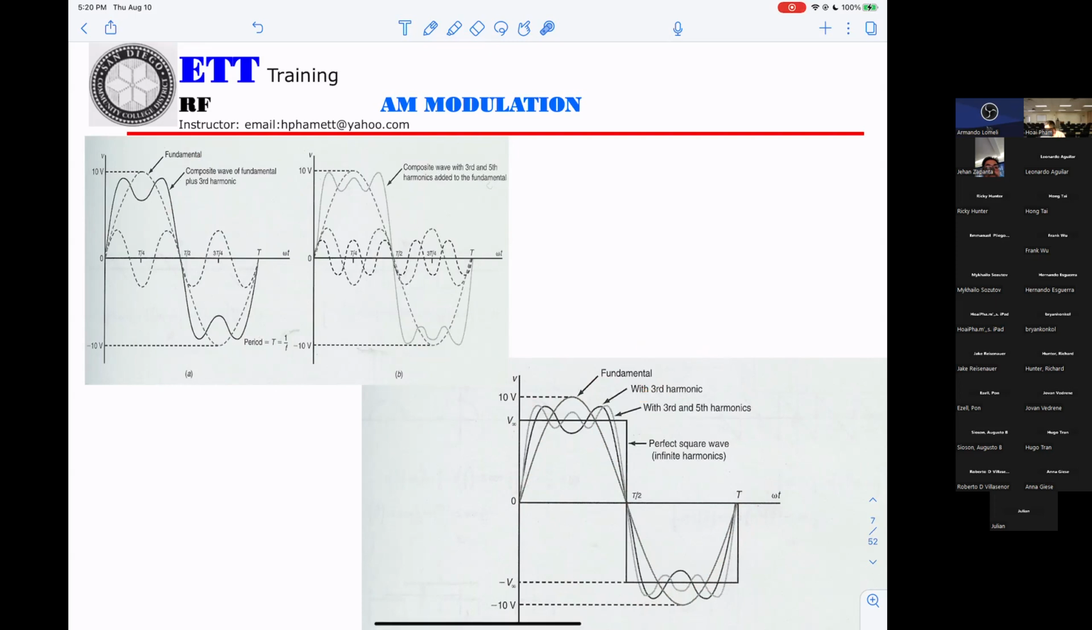If I'm telling you, if the fundamental of the sine wave is 1 kilohertz, so what is the third harmonic? How many hertz? You tell me how many hertz for the third harmonic. Who can carry me?